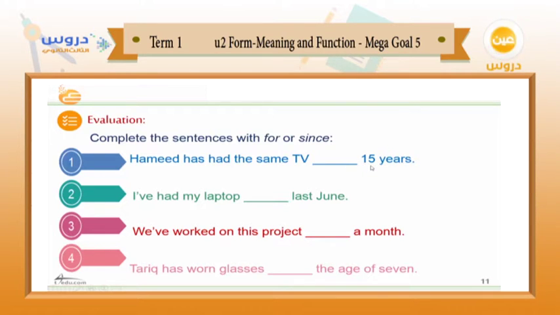All right, what about the second sentence? I've had my laptop last June. Last June, is it for or since? For last June or since last June? Last June, do you think it is something which is a specific time, the point of start for the action?